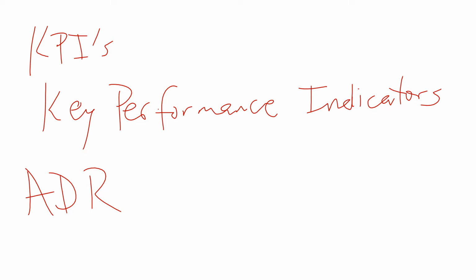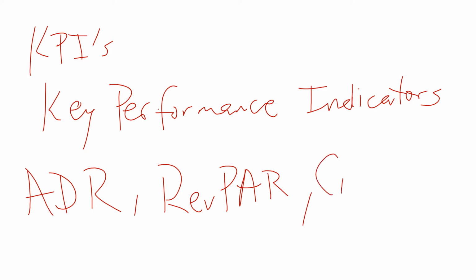And then we have, what is RevPAR? Yep. Revenue per available room. Okay, and the last one is occupancy percentage. Those are the main three things that we're looking at in revenue management. Okay.